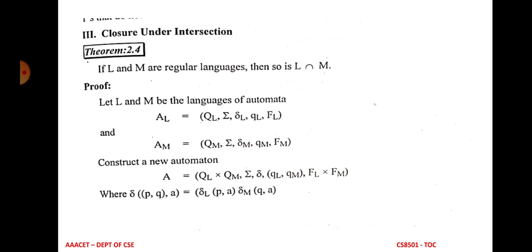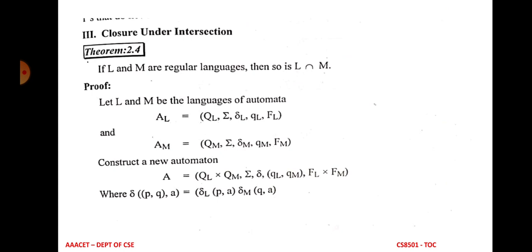Let us prove. Let us take L and M, two languages, with their particular finite automata. So A suffix L is the finite automata for the language L, and A suffix M is the finite automata for the regular language capital M. A finite automaton has a definition which consists of 5 tuples: Q, sigma, del, q0, F. We can write the suffix of that particular language to differentiate the finite automata.